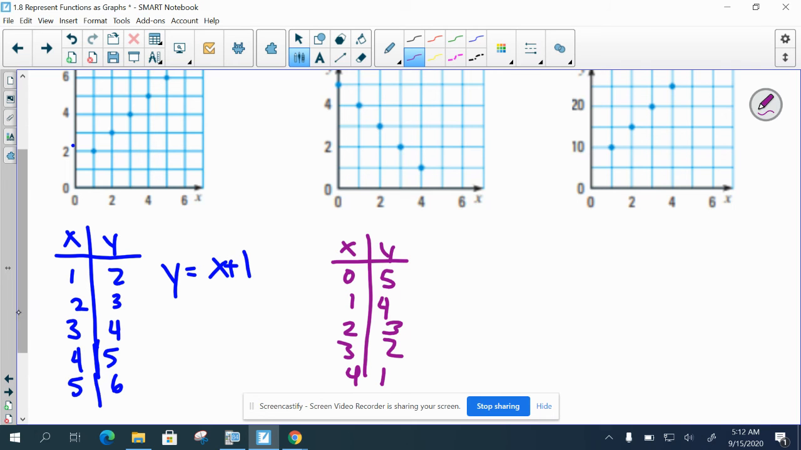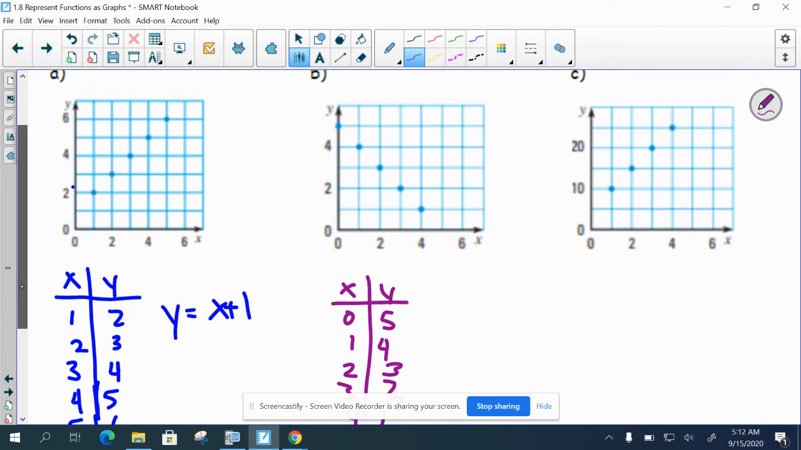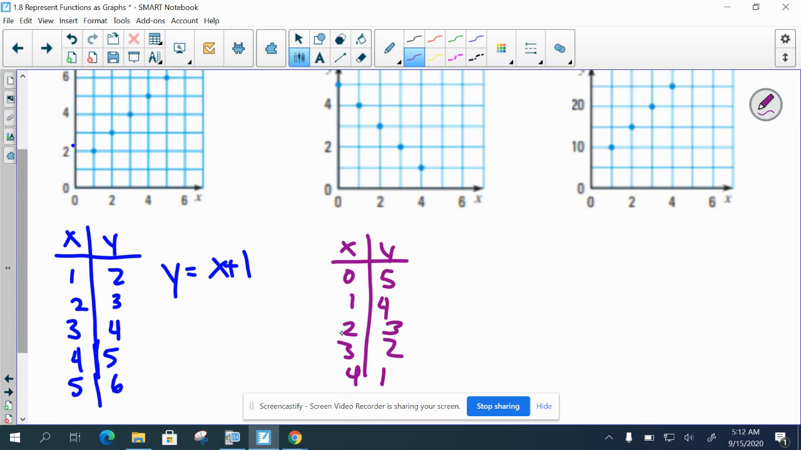So what is going on here? Well, notice when x is equal to 0, y is equal to 5. And then after that, you are subtracting the value of x from 5. So 5 minus 1 is 4, 5 minus 2 is 3, 5 minus 3 is 2, and 5 minus 4 is 1. So this rule would look like 5 minus x.